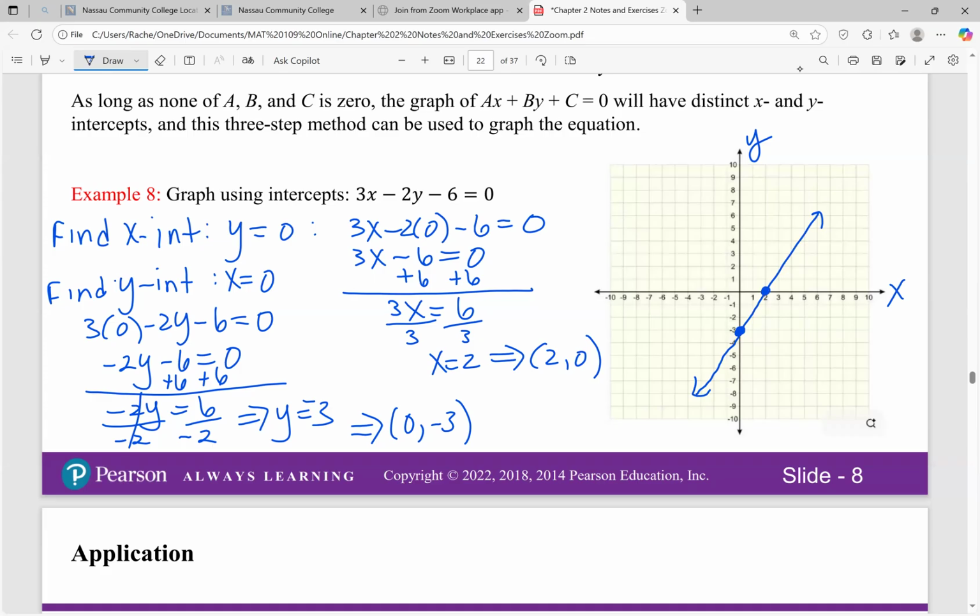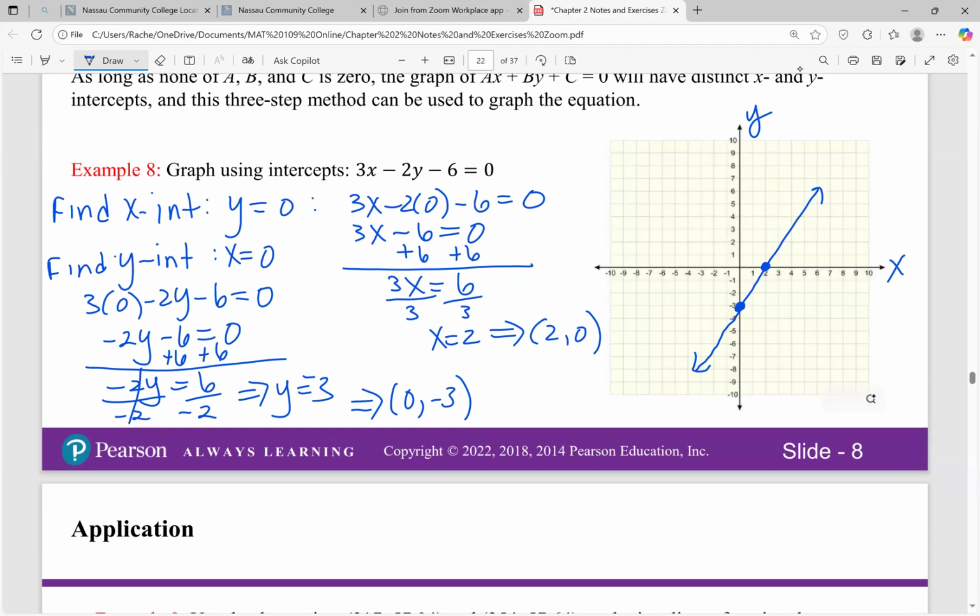So just another way to plot a line, we can use the x and the y-intercepts. We also could have rewritten this equation that's in standard form, right, or the general form, as y equals mx plus b. And then we could have used the slope and the y-intercept again, like we were doing above.